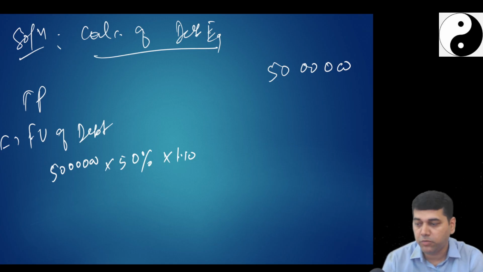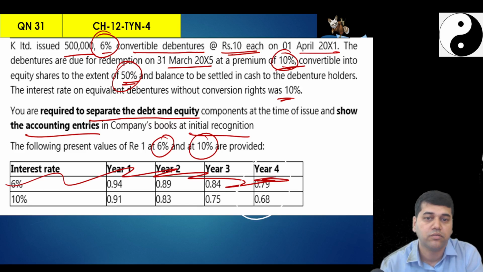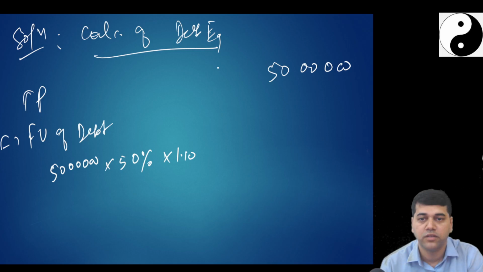So you will pay how much now? 50 lakhs means 25 lakhs into 1.10. You are going to pay 27 lakh 50,000 when? At the end of the fourth year, no? 4 years, 1st April 2015. So you will pay into the present value factor they have given you, 0.68.